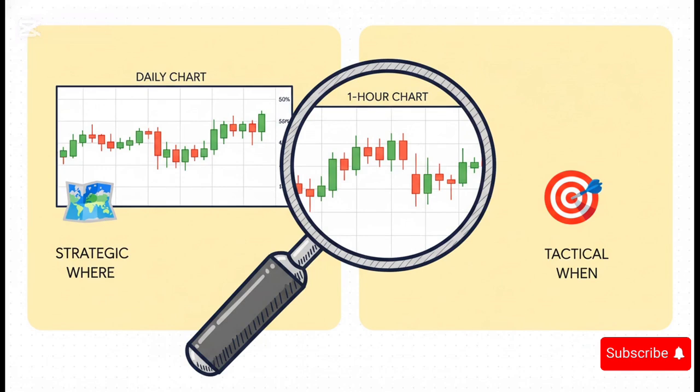Now here's a technique that pros use all the time. They find that area of confluence, that access point, on a higher time frame, maybe a daily chart. This gives them the big picture, the strategic where. But then they zoom way in, maybe to a 1-hour chart, and they watch that exact same level for a perfect entry signal. This gives them their tactical when.